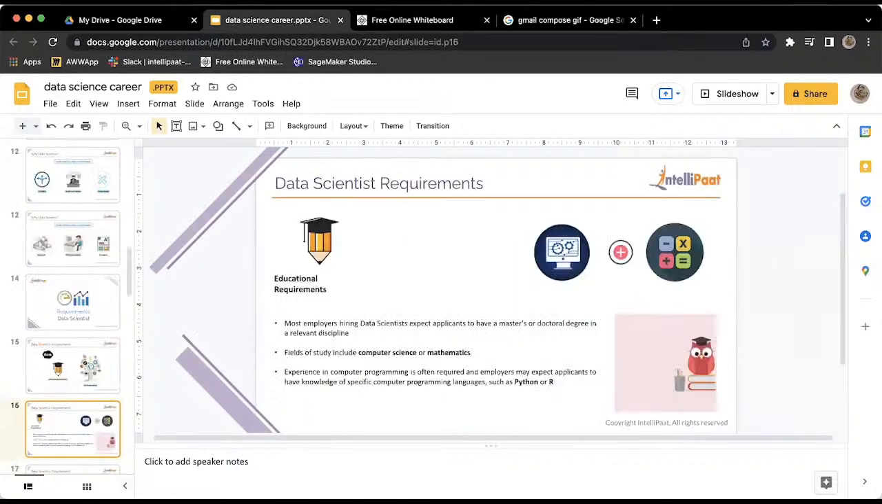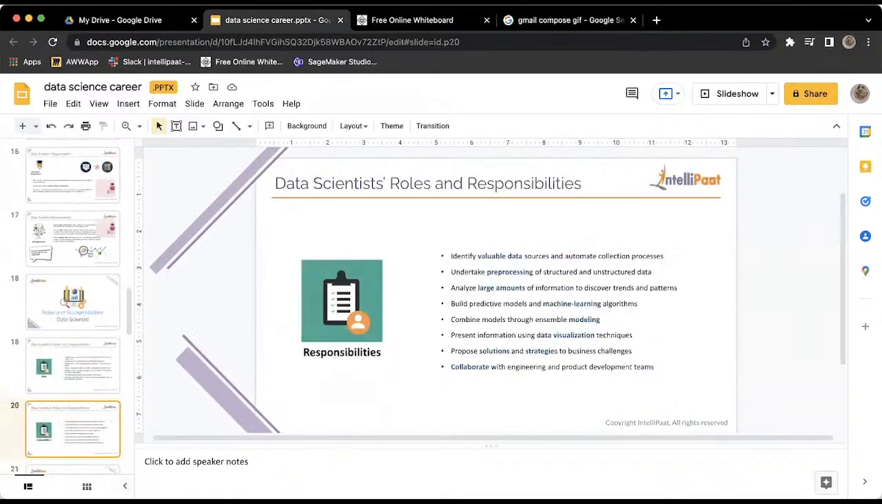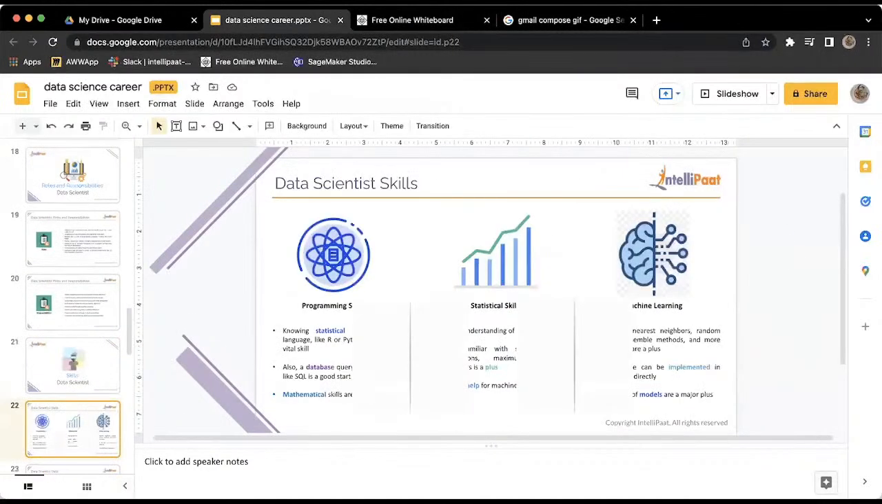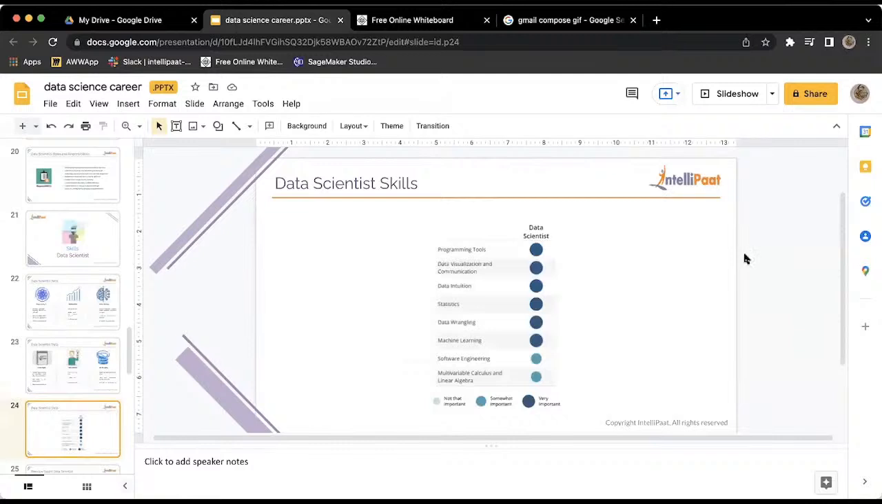And so you see here, for requirements, we have written all the educational requirements which are here. What are roles and responsibilities? What is the skill set? See, I told you, right? Programming, mathematics, machine learning, linear algebra, data intuition, data wrangling. And then this is based on how important everything is. You have, let's say, listed all these things over there.